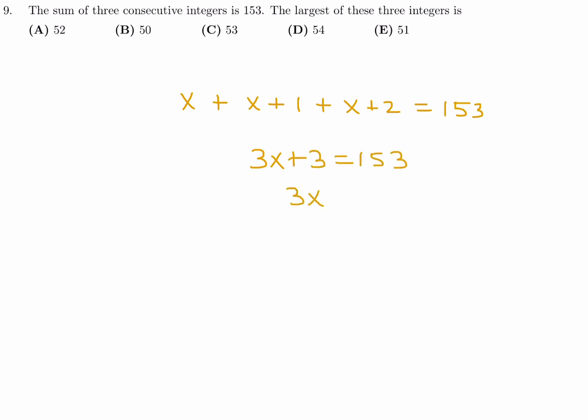So 3x is 150, and therefore x is equal to 50. Now the largest, therefore, if this is x, this is 51, this is 52. The largest of those three is obviously 52. So number 9, the answer is A.